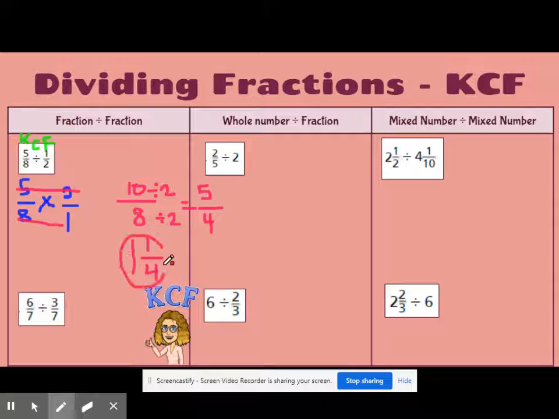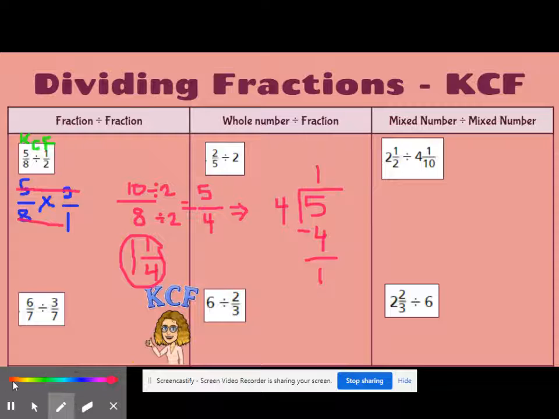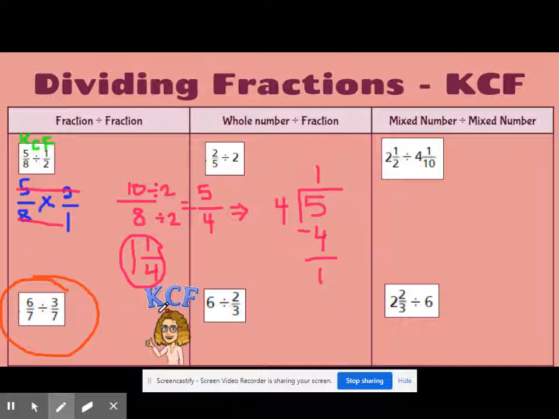If you weren't sure what I just did, remember, this turns into long division. 5 divided by 4. 4 goes into 5 one time. That's my whole. 4 times 1 is 4. My remainder is 1. That's my leftover fraction, and the denominator's matched. So I just did one. Now it's your turn to try one. You're going to try this one. Go ahead and pause if you need to, work it out, and then come back and check.